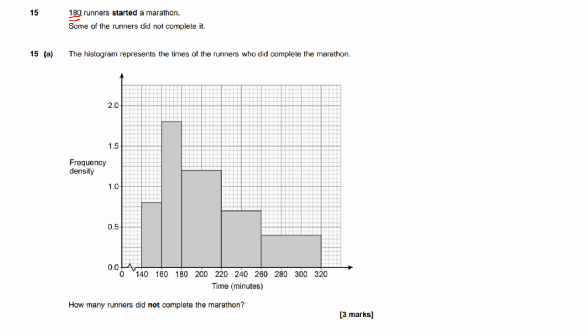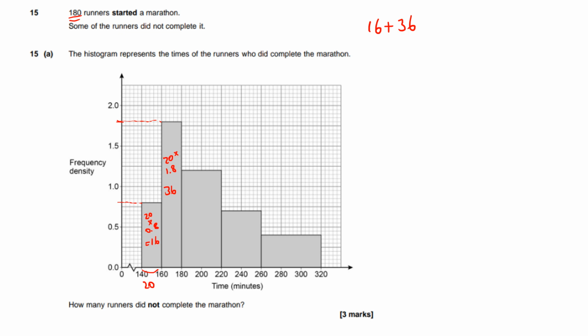We need to remember that when we're trying to find out the frequency from a histogram, we need to find the area of each box. So it's going to be 140 to 160, which is 20, times 0.8, which means 16 people. Next one is going to be 20 times 1.8. That's going to be 36 people. So I've got 16, 36. These are the people who completed the marathon.